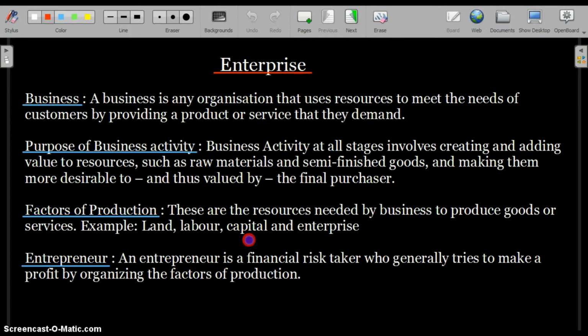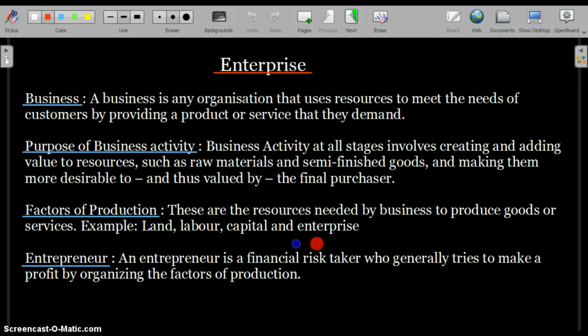And we're going to be discussing more about capital in the 5th chapter, that is concerned with money and finance, basically business finance. And then lastly there's enterprise. This is the most important factor of production, which actually combines these 3 factors of production to carry out a business, to produce some goods or services which are demanded by customers.